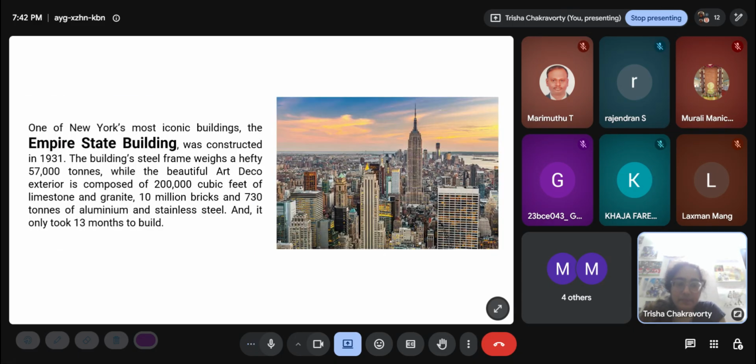You can see this. Then this is a very iconic building, the Empire State Building. It was constructed in 1931. The building's steel frame weighs 57,000 tons, while the Art Deco exterior is composed of 2 lakh cubic feet of limestone and granite, 10 million bricks, and 730 tons of aluminum and stainless steel. And it just took 13 months to build.